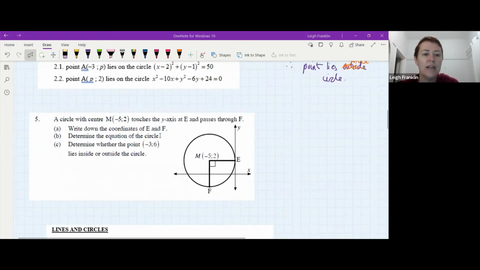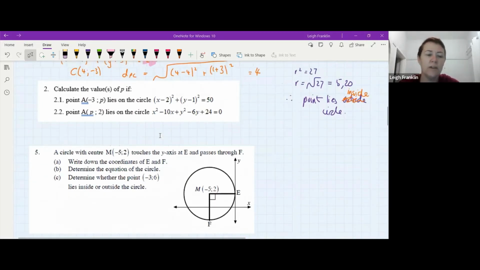So let's have a look at the next kind of question that they can give us. What they could expect us to do, Matrix, is calculate the value or values of P if point A (minus 3, P) lies on the circle, and the circle given to us is (x minus 2) squared plus (y minus 1) squared equals 50. So now they want us to calculate the value of P if the point lies on the circle. So if the point lies on the circle, what can we assume to be true?